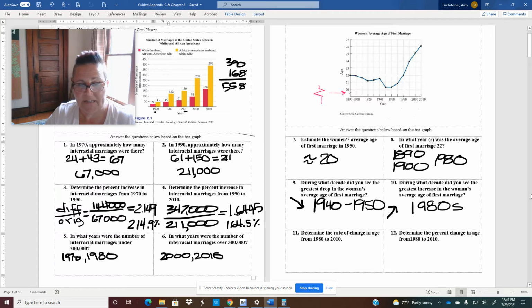Problem 11. Determine the rate of change in age from 1980 to 2010. Rate of change, if you recall, is the slope. So we need the slope. Slope is the rate of change. We have done this before as well.